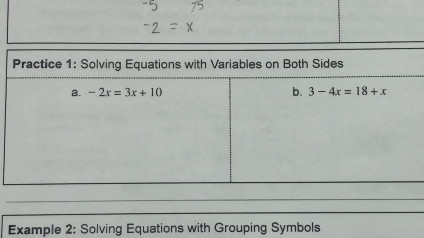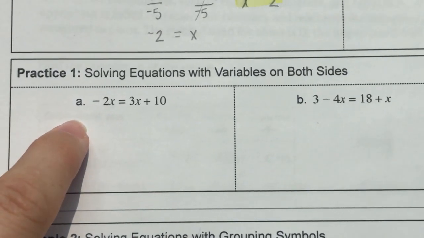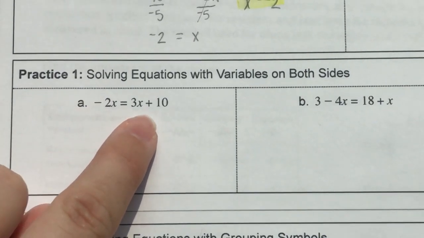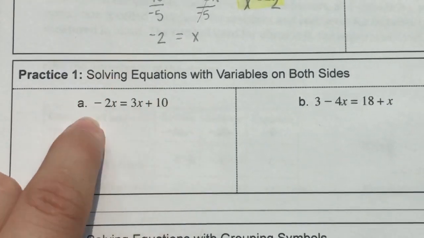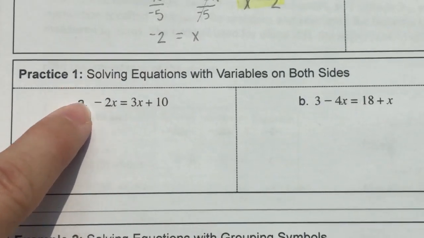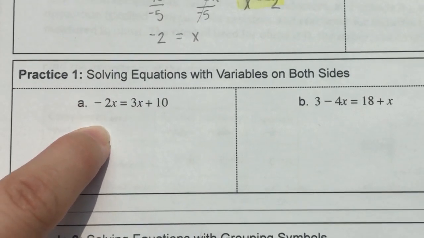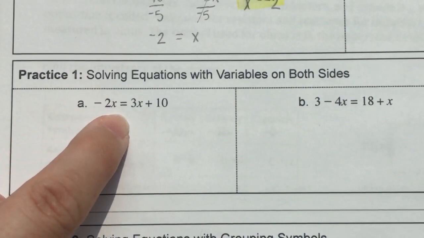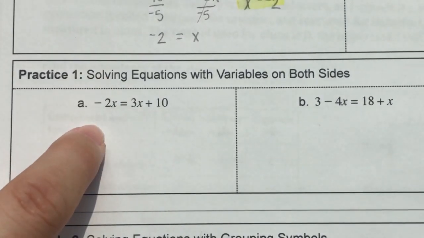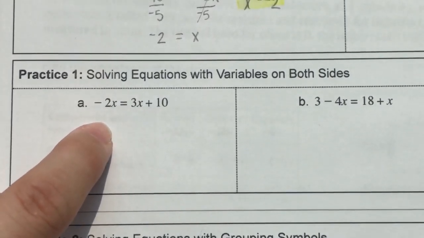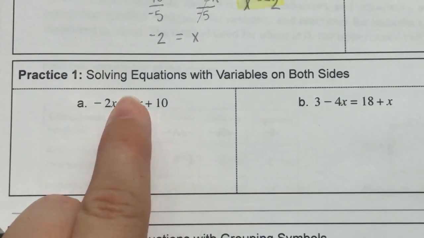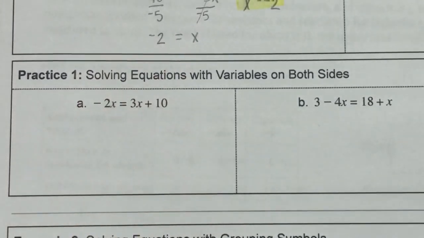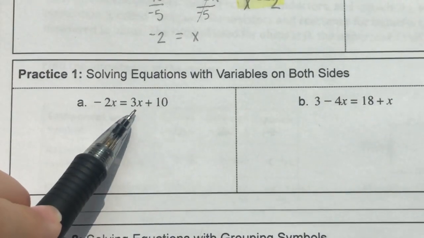So for practice number 1a, our equation is negative 2x equals 3x plus 10. Again, my goal is to get the x's on the same side of the equal sign. If I choose to move this negative 2x over, then there will be nothing left on that side of the equal sign. So you can do that, but you have to make sure you put a 0 there. I would recommend, though, just to avoid making those mistakes, to try to move this 3x over so that you have something on each side of the equal sign.